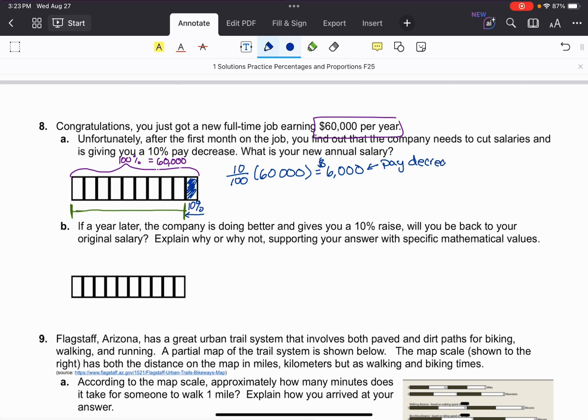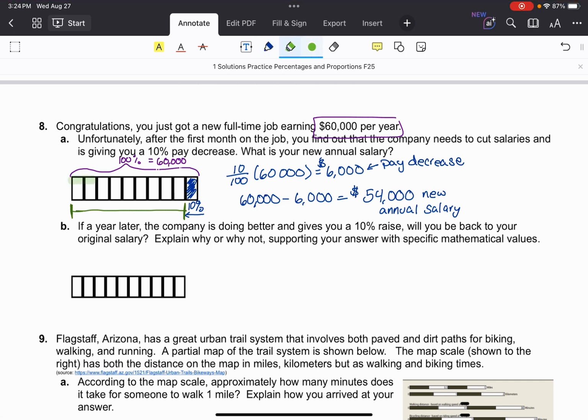But that's not my new salary, which is what I'm being asked for. So I have to do some subtraction. I started at 60,000, and I'm going to subtract out that 6,000 that I'm losing. And so now my annual salary is $54,000. That's the new annual salary, and that's totally acceptable. That way works. If you're good with that, then skip ahead to the next part of the problem. If that doesn't make sense to you, let's talk about the other way to face this problem.